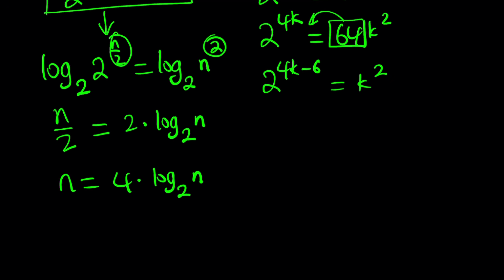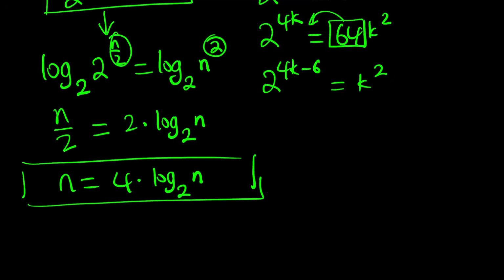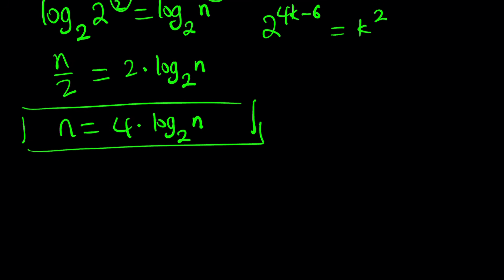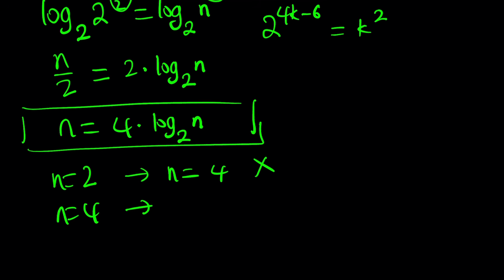Now, it's actually easy to check for small values of n. Obviously, n needs to be a power of 2 in this case. So let's check for n equals 2. If n is equal to 2, we get n equals 4 times 1, which is 4. Uh-oh, that doesn't work. If n is equal to 4, then log 4 with base 2 is 2, because 4 is 2 squared. And then 2 times 4 is equal to 8. If n is equal to 4, then n equals 8. Again, that doesn't work, so x.